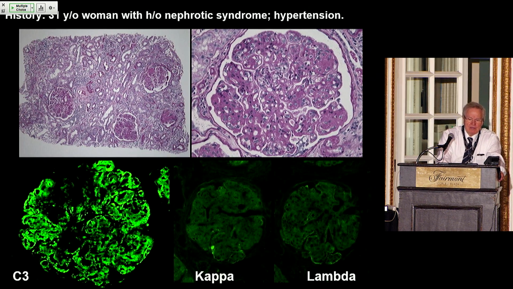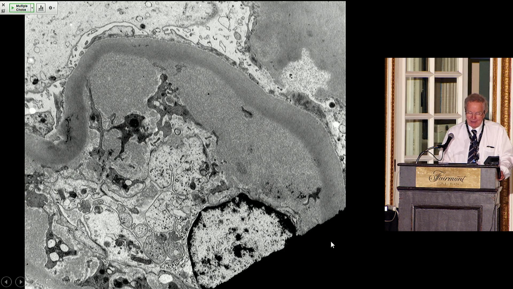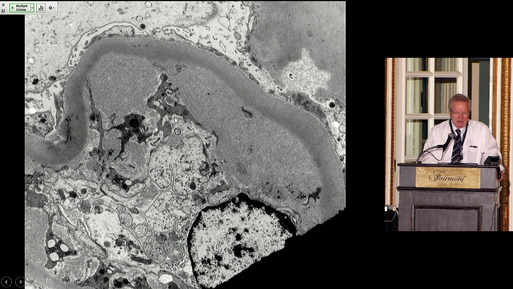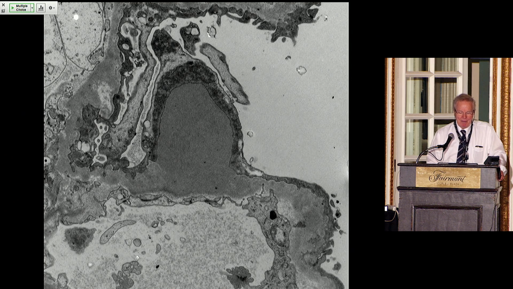Here's a 31-year-old woman with a history of nephrotic syndrome and hypertension. You see the membranoproliferative pattern of injury, C3, no immunoglobulins, shown here kappa and lambda. These very odd-looking deposits, I couldn't even call them dense deposits, but they are waxy-looking, continuous and very large, in this case subendothelial, and of course a subepithelial hump-like deposit.